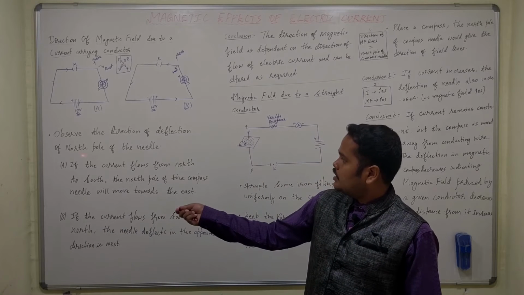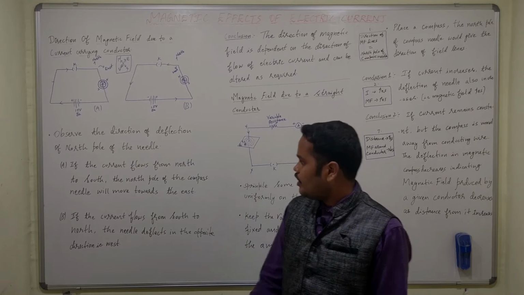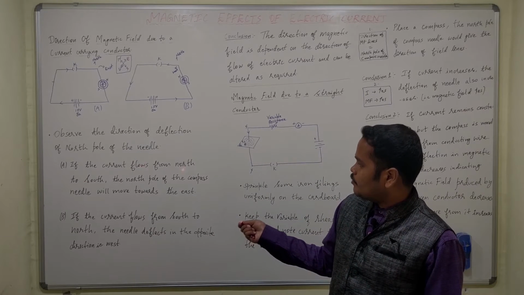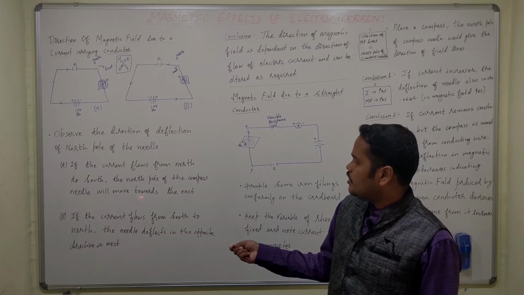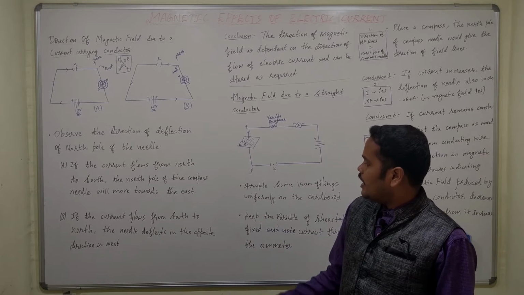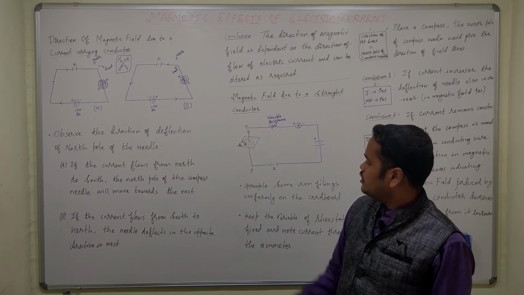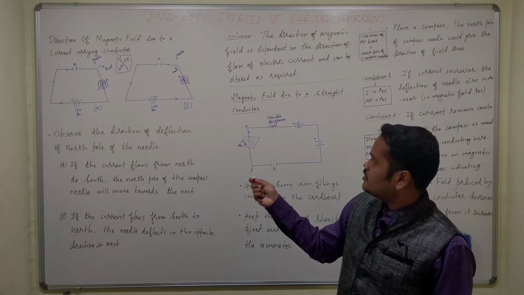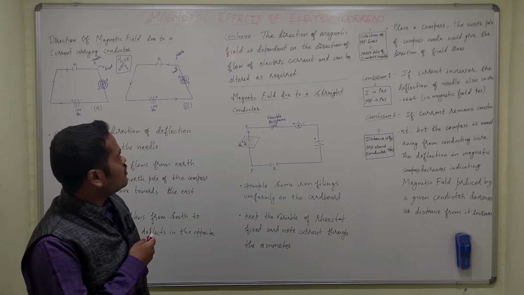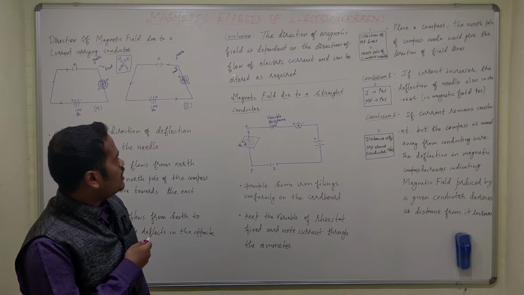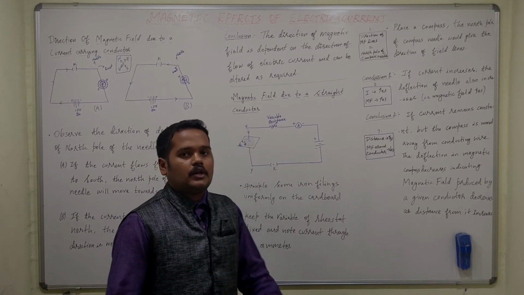Let's come to the theory part. Observe the direction of deflection of the north pole of the needle. If the current is flowing from north to south, the north pole of the compass needle will move towards the east. If the current flows from south to north, the needle deflects in the opposite direction, that is west. From this, we can conclude the direction of magnetic field is dependent on the direction of flow of electric current and can be altered as required.